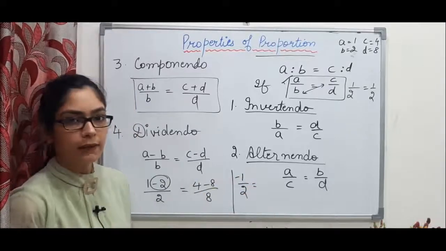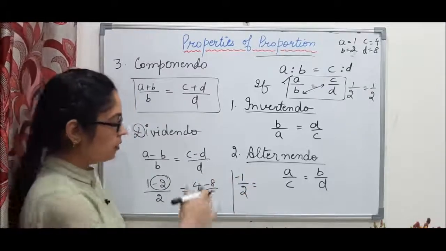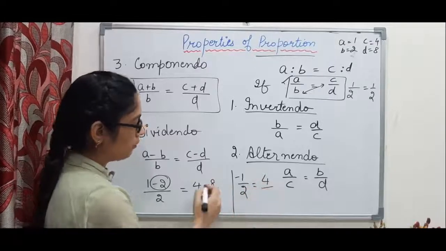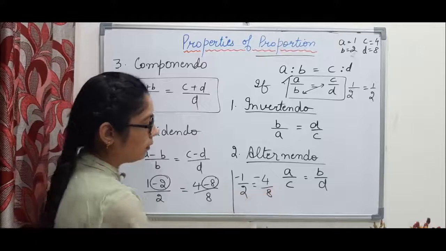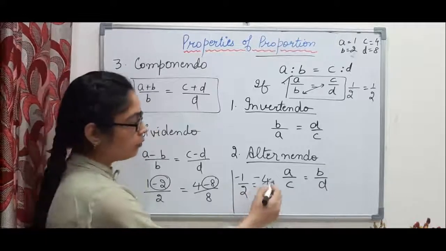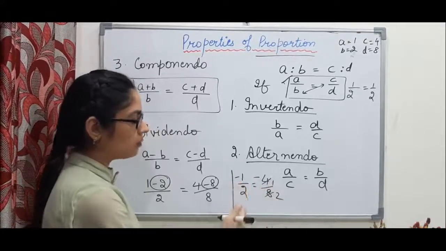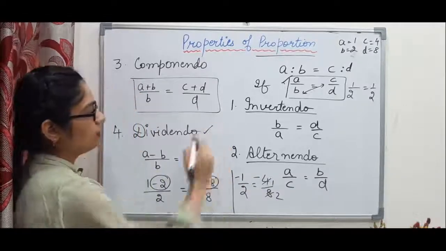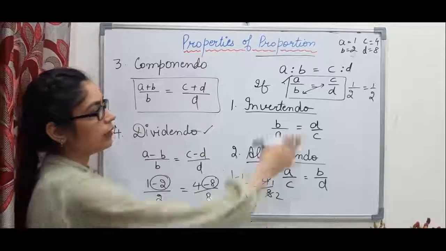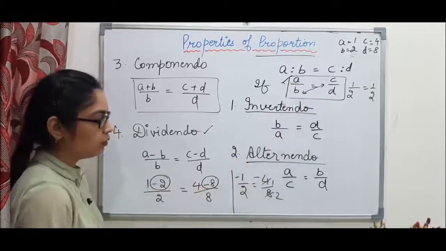4 minus 8, again minus, so 8 minus 4 is 4 with the sign of the greater number. So minus 4 by 8. 4 into 1, 4 into 2, so minus 1 by 2 is equal to minus 1 by 2, which means this is also a proved result. If this is true, this is also true.